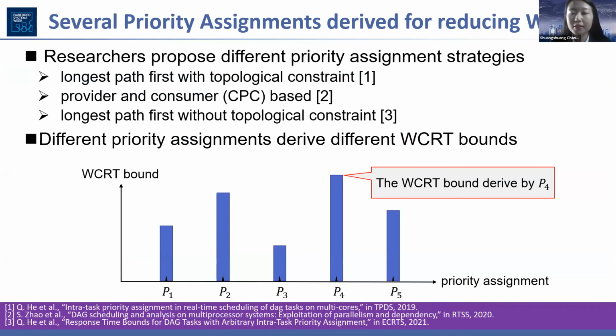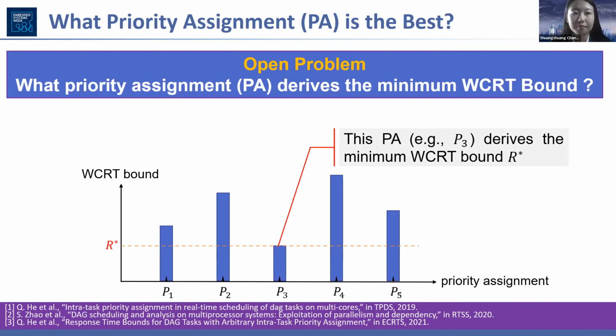Researchers propose different priority assignments and they derive different WCRT bounds. Therefore, an open problem is what priority assignment, whose abbreviation is PA, can derive the minimum WCRT bound. So this is our target.